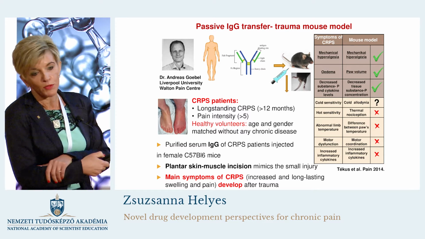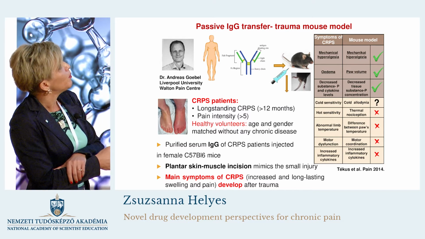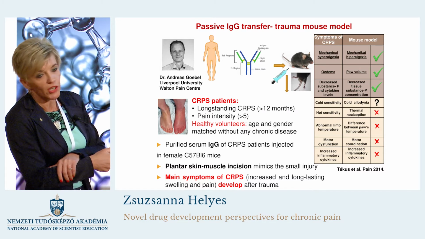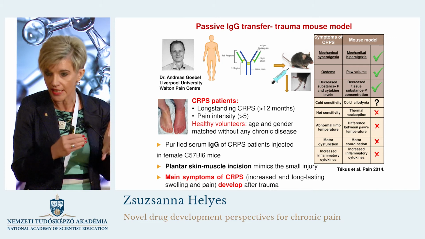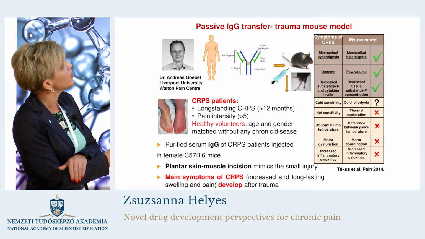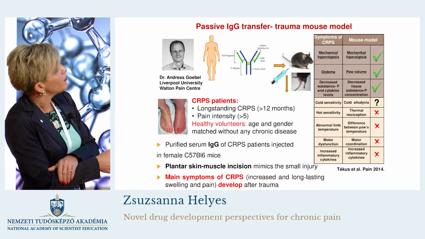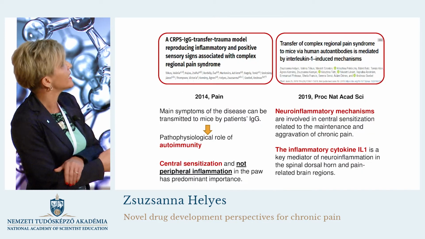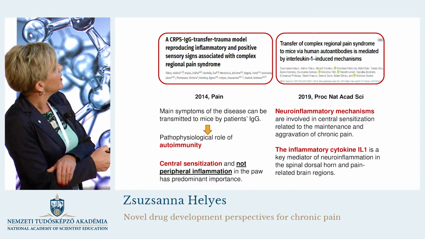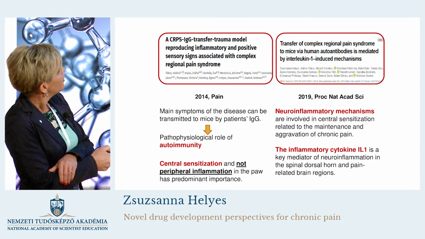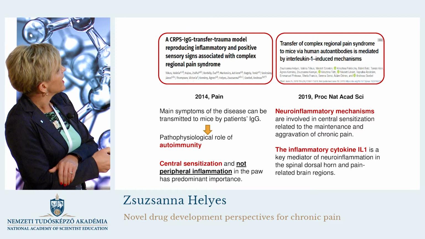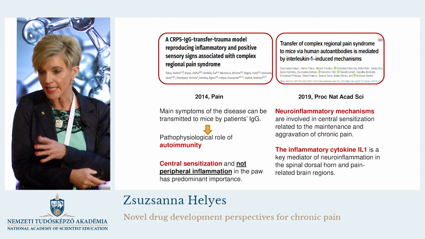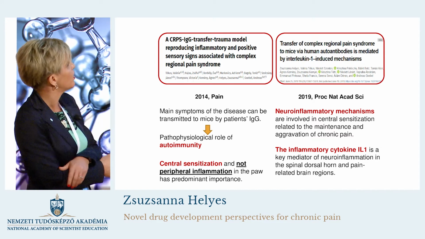Actually, not all the symptoms of the disease could be mimicked, but the most important symptoms, which are pain, this is mechanical hyperalgesia, touch sensitivity increase. This is what we can measure in animals. And the edema and some inflammatory mediator increase could be mimicked in this animal model. So that was a successful animal model. We had 2 papers, and we proved that the main symptoms of the disease can be transferred by the patient's immunoglobulin. So actually autoimmunity is confirmed in the pathophysiology of the disease.